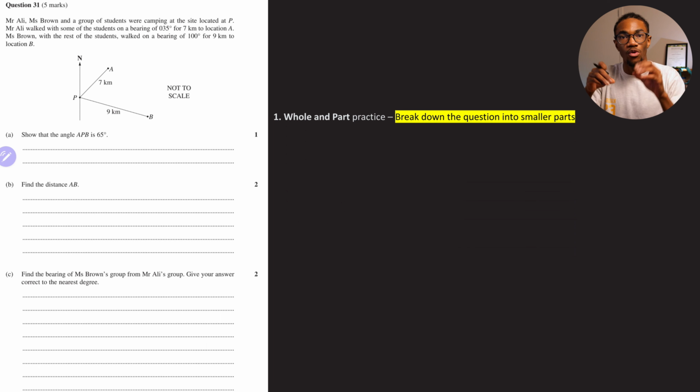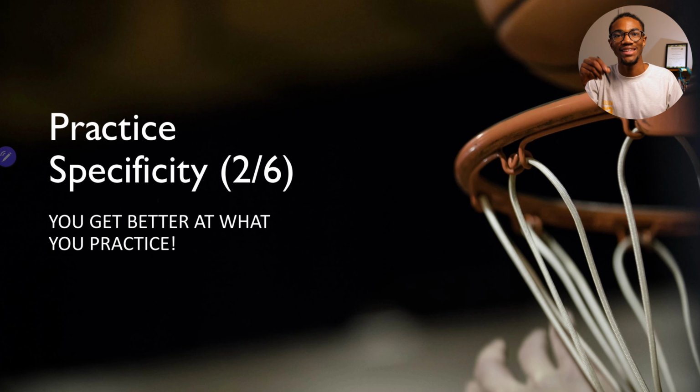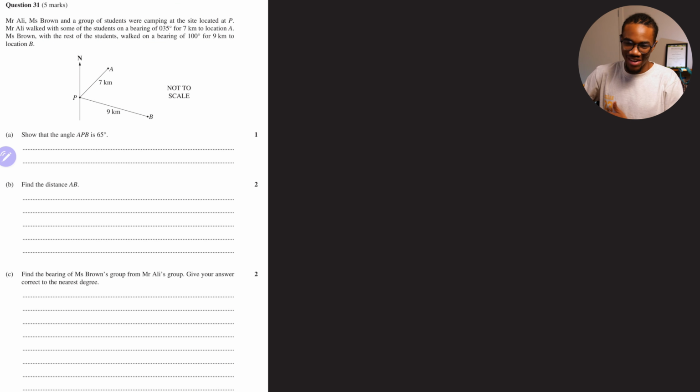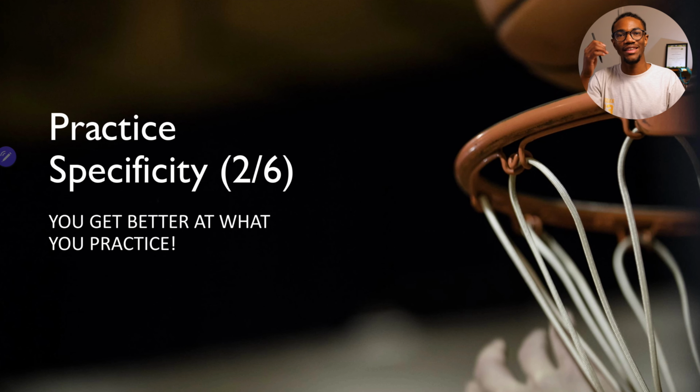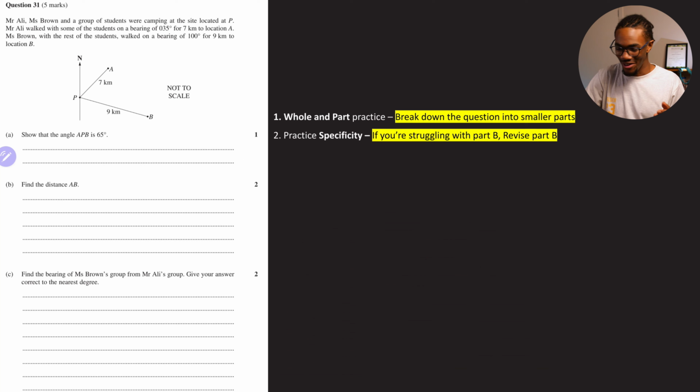To break it down, you're not just going to practice the full trigonometry topic. When you're practicing, you might break it down and just practice the cosine rule. And this ties in with our next topic, which is practice specificity. You get better at what you practice. It's funny because a lot of people don't realize that if you're struggling with algebra, you should probably start studying algebra. So if you're struggling with part B, revise part B.